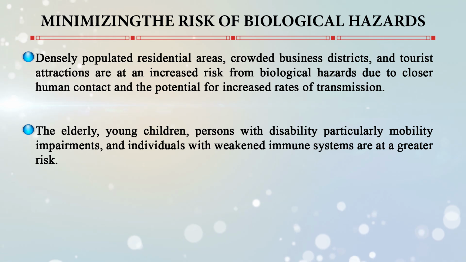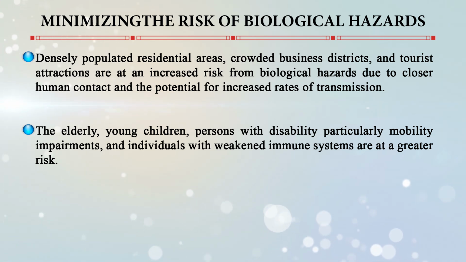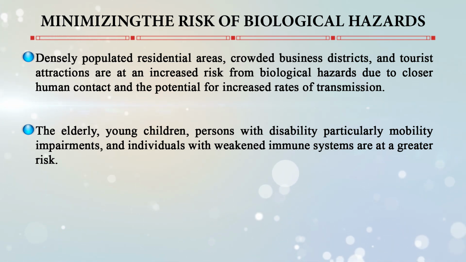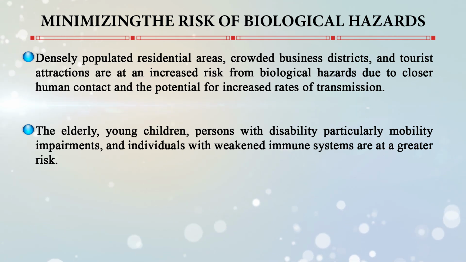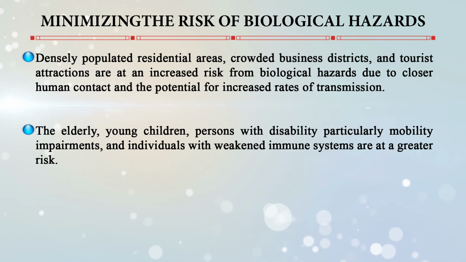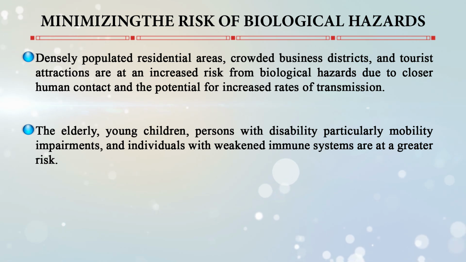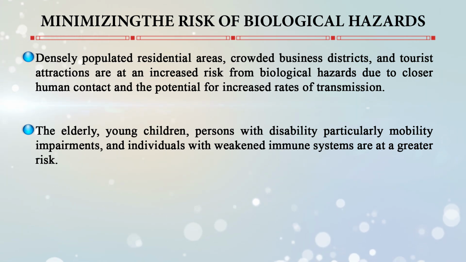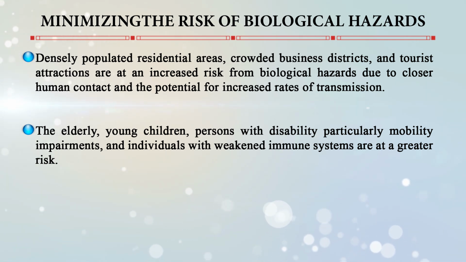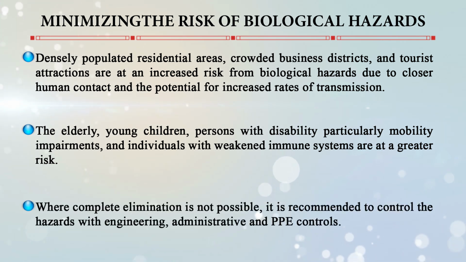Now, generally those who are immune compromised, the elderly, the young children, people who have disability and mobility impairment, and people who have a weak immune system are at a greater risk of contracting biological hazards and infectious agents. Wherever complete elimination is not possible, it is recommended to control the hazard using engineering controls, administrative controls, and finally PPE control.